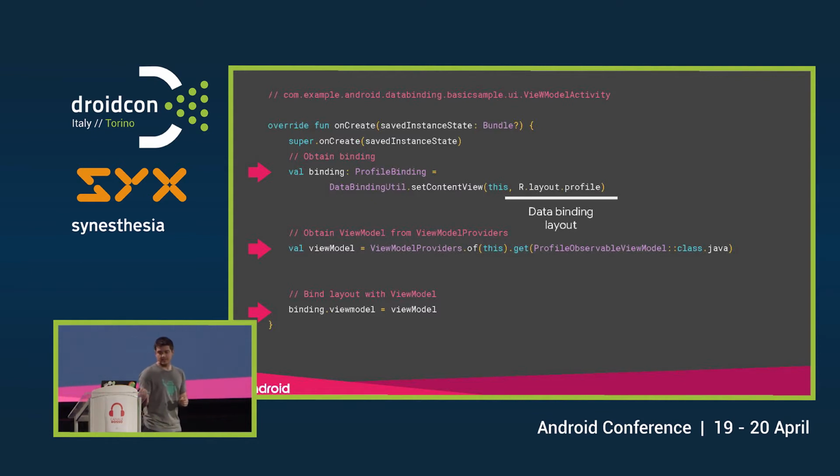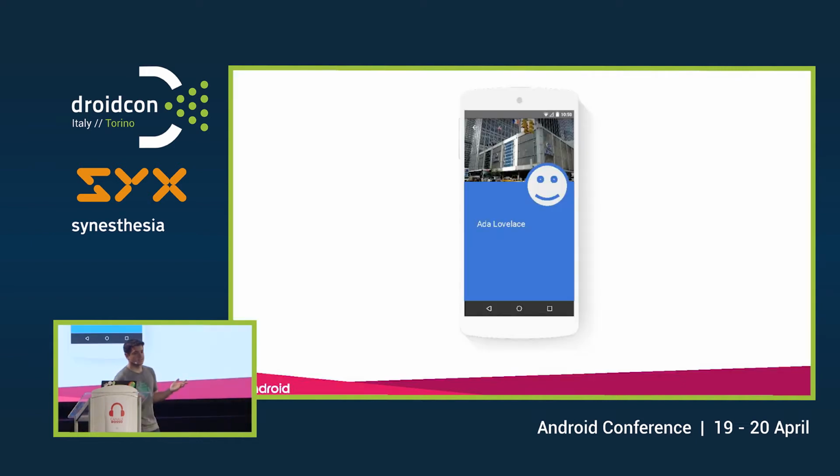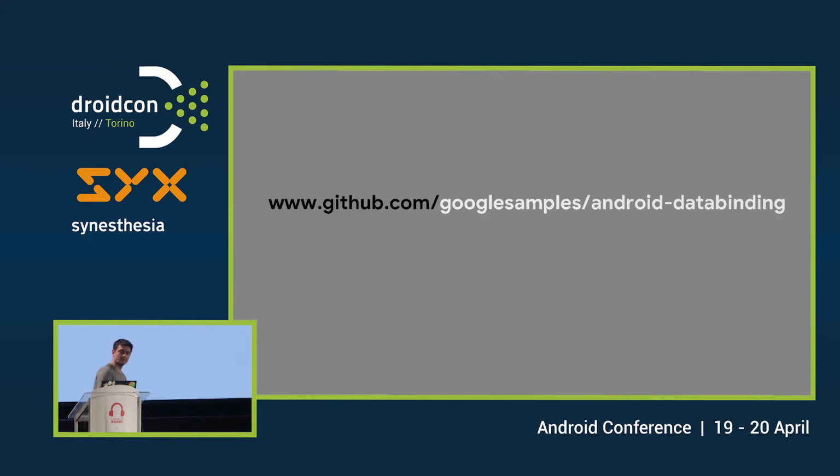This object has references to all the layout variables. So the next step that we have to do is obtain the objects that we want to bind to those variables. So in this case, we're just obtaining a view model from architecture components. And then you do the actual binding, which is simply assigning the object to the layout variable. And that's it. You don't have to write any UI calls. Of course, this gets complicated.